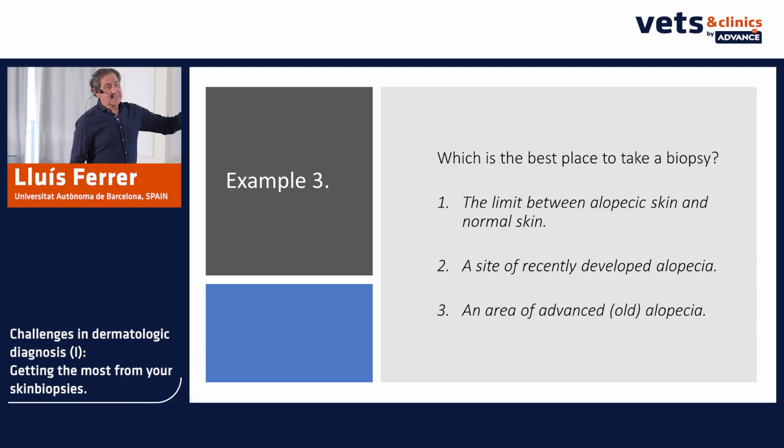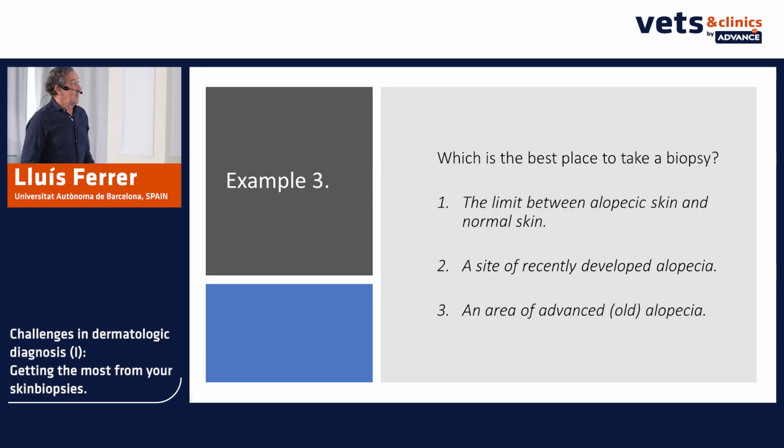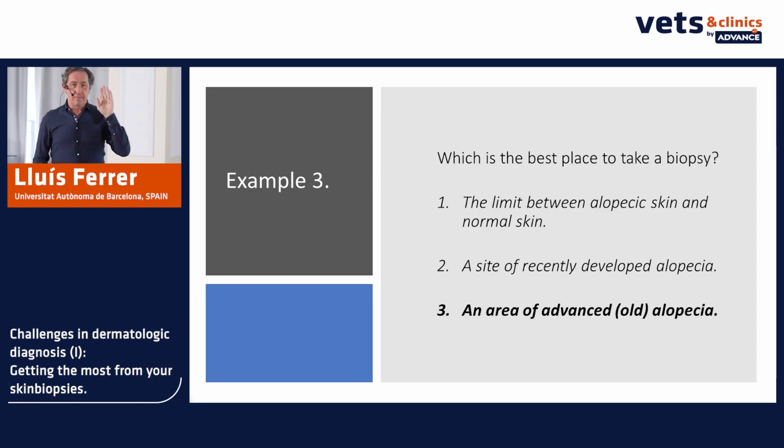So the first question is, in a case like this, what is the best place to take the biopsy? Am I going to select the limit between alopecic skin and normal skin? Am I going to pick up an area of recently developing alopecia, a new area, or do I prefer an old, very advanced area of alopecia? The answer of these three is the third one. Always when you are investigating alopecia, you will go for old and very clear areas of alopecia.